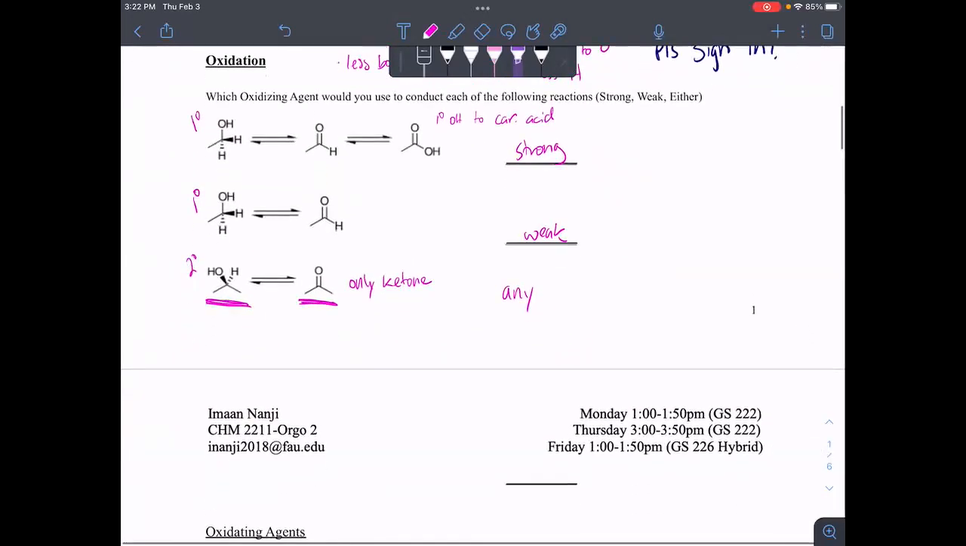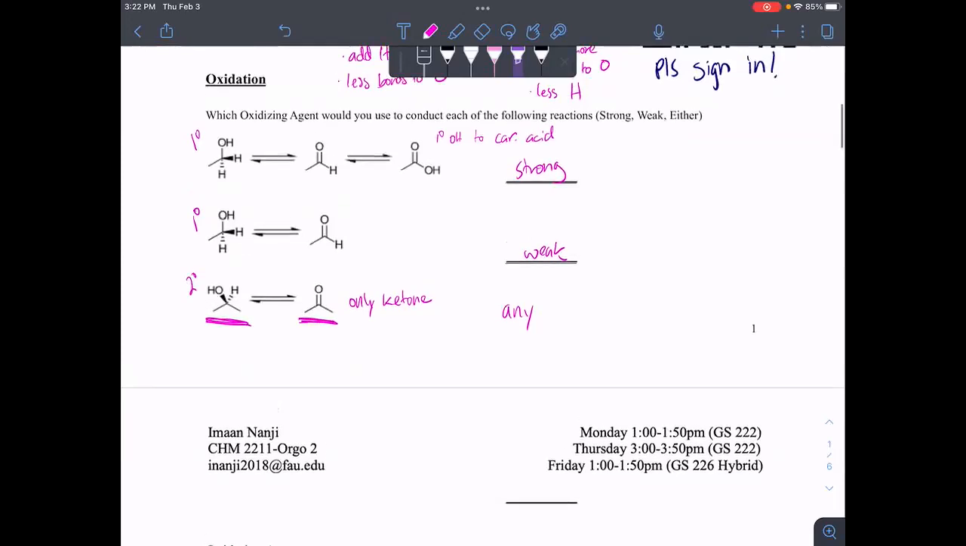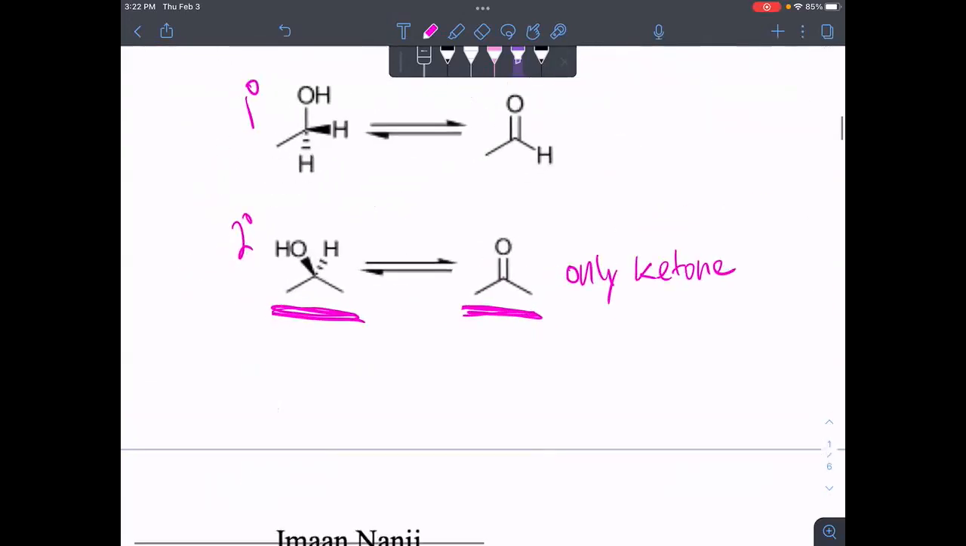Is it because you can use either because there's just one hydrogen that you can take away regardless? Yeah, there's only one bond that you can replace. Okay.